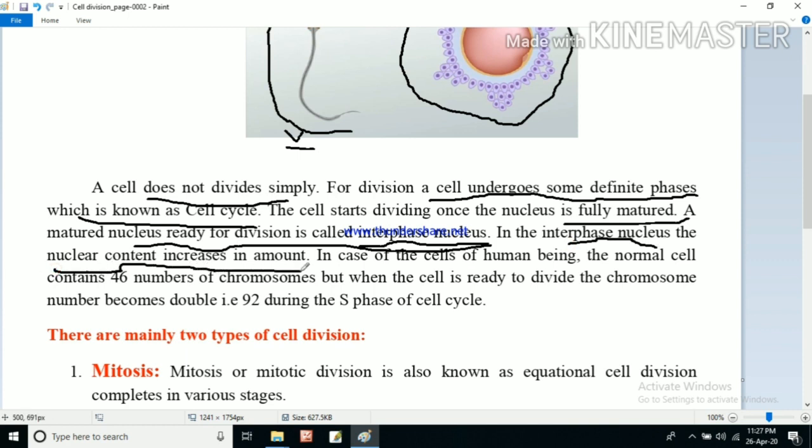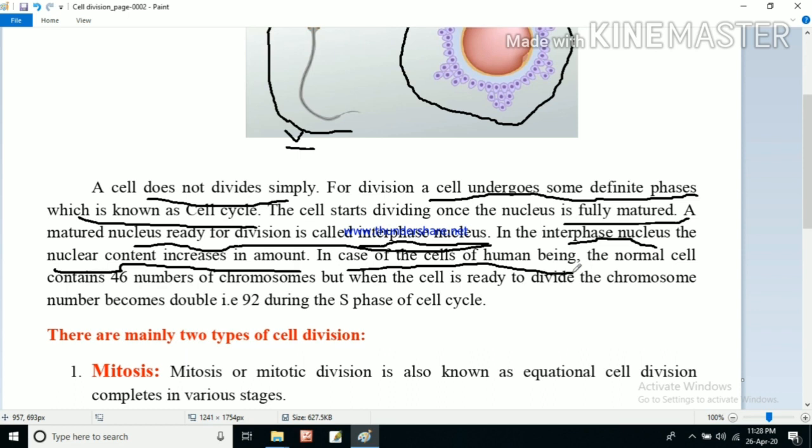In the nucleus we had already studied that we have DNA. So that nuclear content we can also say as DNA. In the interphase nucleus, the nuclear content or DNA increases in amount. In the cells of human beings, the normal cell contains 46 chromosomes, or 23 pairs. We know that each cell of the human body contains 46 chromosomes.